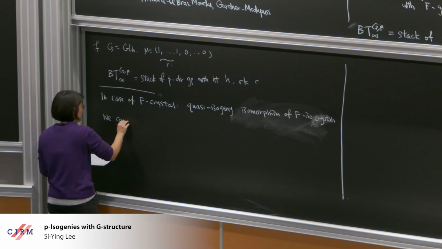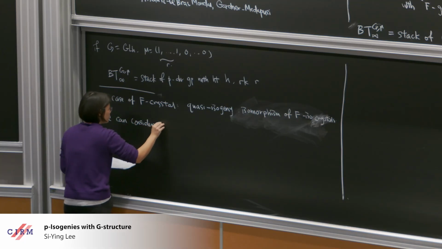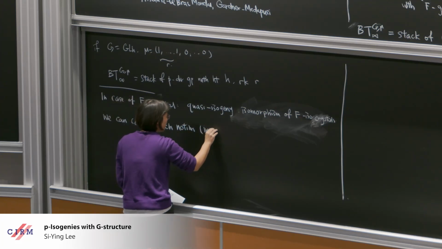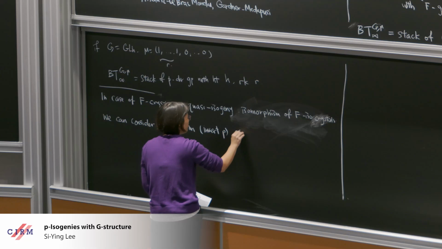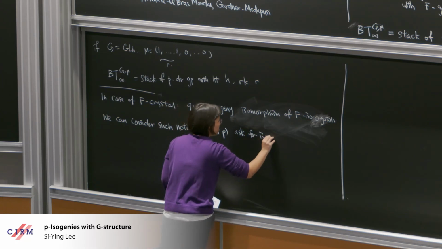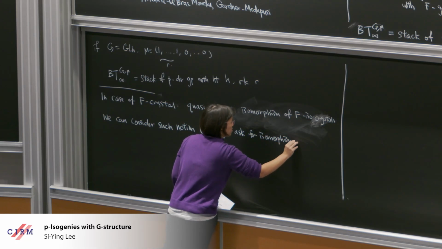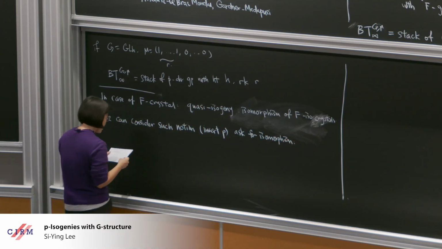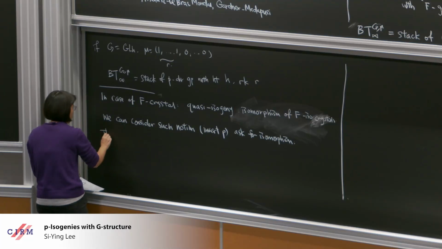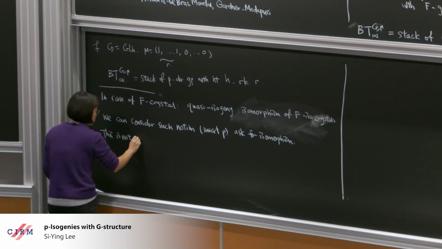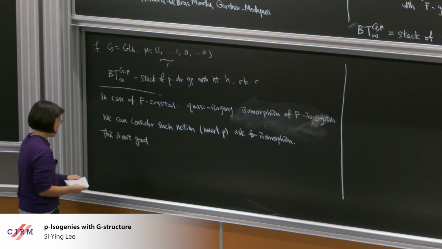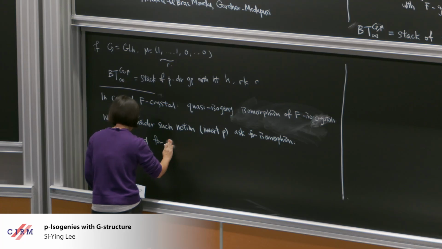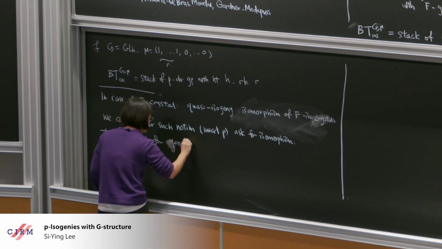So we can consider such a notion. And again, you invert P, and then you ask for isomorphism. But this is not so good, because if you think about what's happening to the space of all quasi-isogenies, this is not good, for geometric reasons.